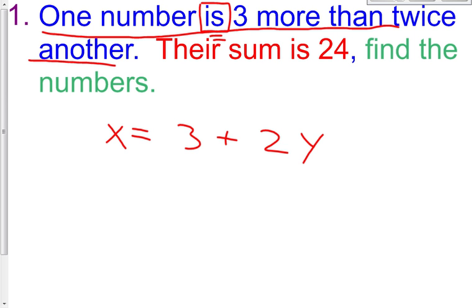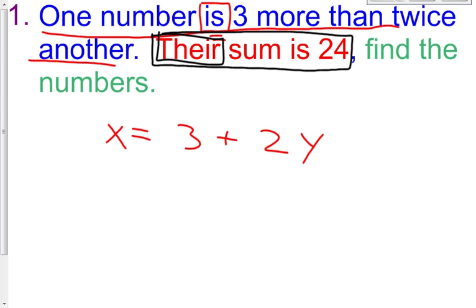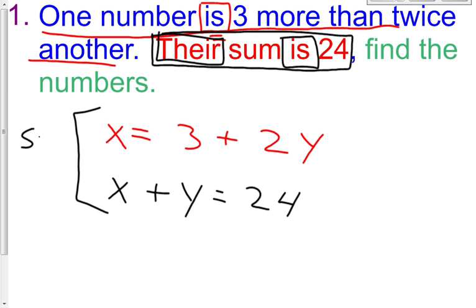The next sentence is this red part. Their sum is 24. Their, right here, means the 2 numbers, and the 2 numbers that we used are x and y. So x and y, their sum, in English means a plus sign in math. So x plus y is, once again, "is" means equals, 24. So class, here is your system of equations.